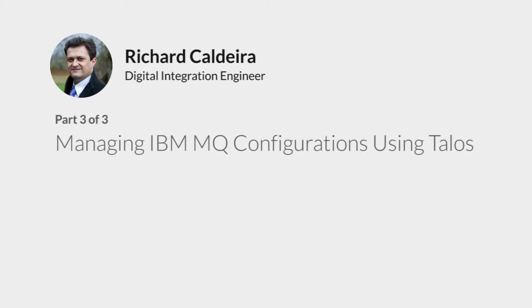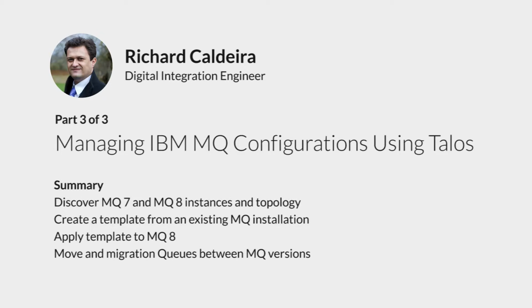This is the third video in our three-part series of our MQ plugin for Talos. In the first two videos I showed you how to point at an MQ installation, suck in the configuration, and create a template that you can tokenize certain values around and move it from one MQ installation to a separate MQ installation, thereby moving across application-specific queues.